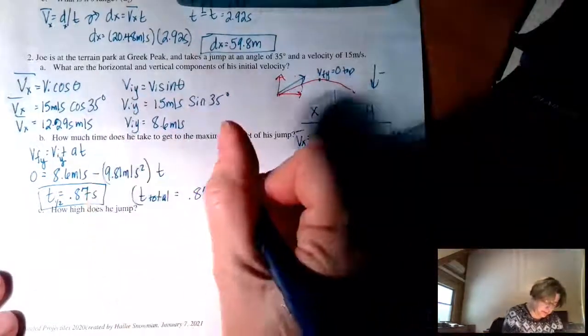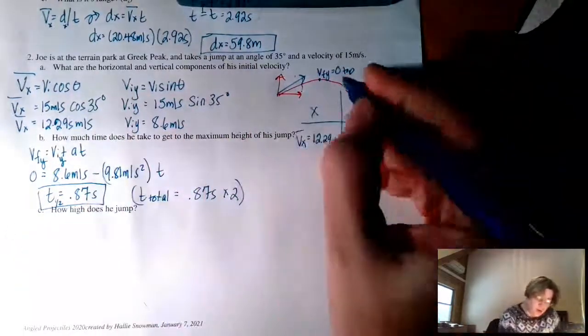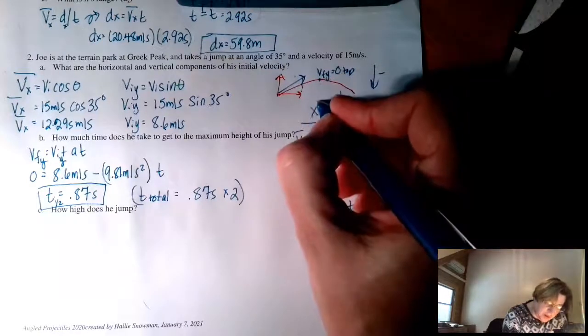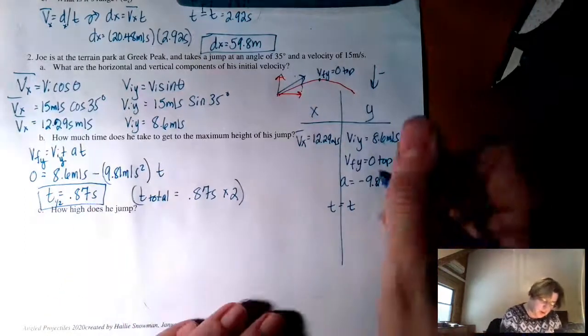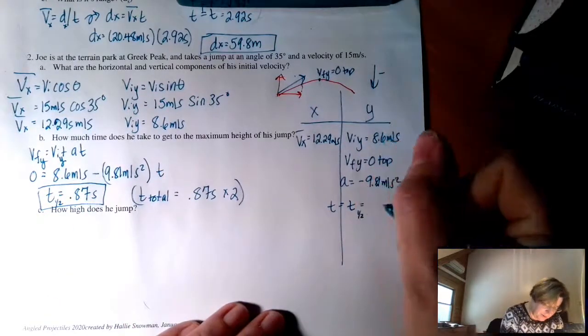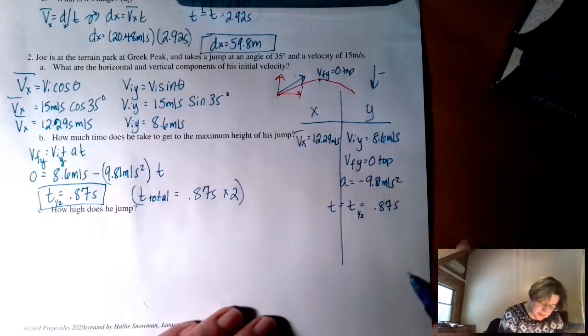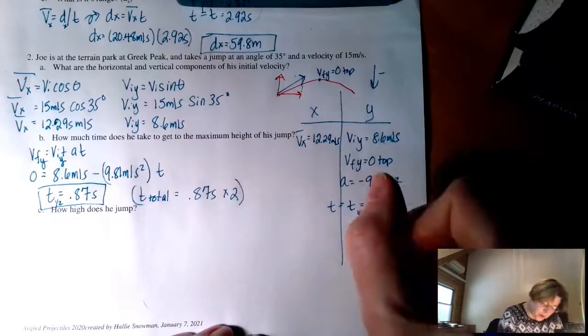All right. How high does he jump? So he's at his maximum height at the middle here where the velocity is 0. So we have to use a half time here. Okay. So now we know that half time is 0.87 seconds. And we're now looking for the height, which is dy.